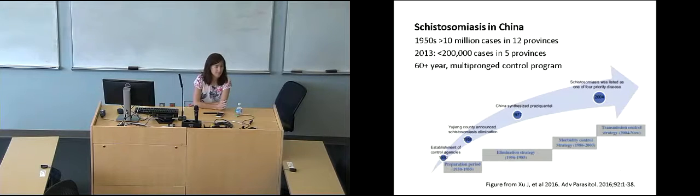The case of schistosomiasis in China is a really interesting one. In the 1950s, Mao declared schistosomiasis should be gone, and therefore they have had a 60-plus year schistosomiasis control program. In the 1950s, there were about 10 million cases in 12 provinces. Today, there are less than 200,000 cases in 5 provinces, and they are aiming for elimination.